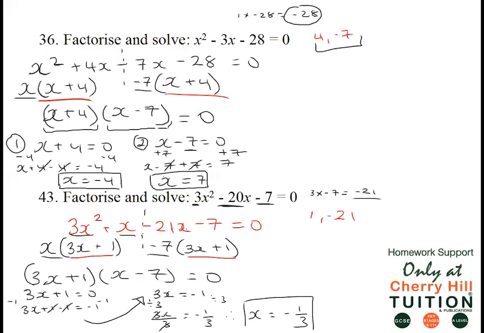Okay? Now the next solution is the second bracket, so x minus 7 is 0. We need to add 7 on both sides. The 7's cancel out, leaving us with x is equal to 7. And these are our two solutions. Okay, so hopefully that made sense.